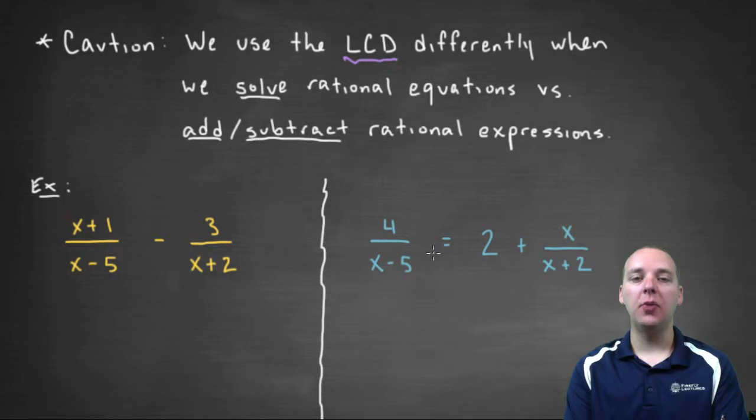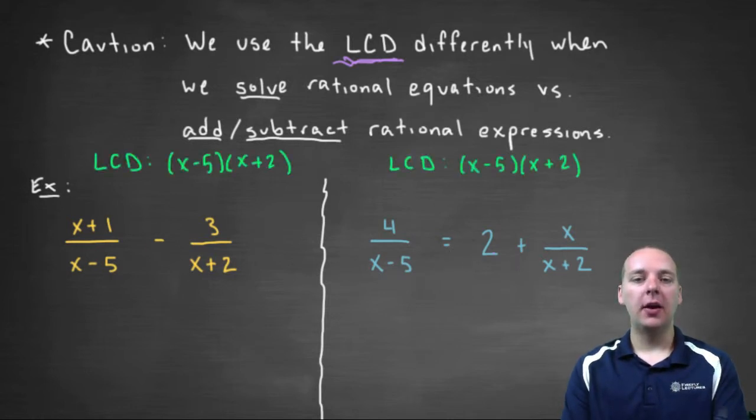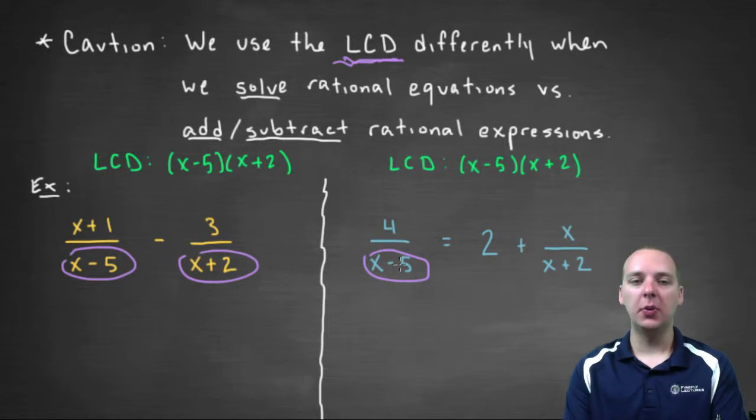On the right, we have a rational equation. 4 over x minus 5 equals 2 plus x over x plus 2. This being an equation, there's right and wrong answers for x. We'll also need the LCD of these rational expressions to solve that equation. So let's go a step farther. I tried to make it similar enough that these actually had the same LCD. This has an LCD of x minus 5 times x plus 2, and so do the two expressions in the equation. x minus 5 times x plus 2 is those two rational expressions' LCD.